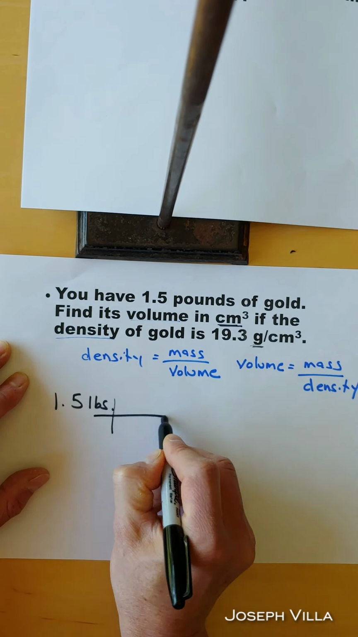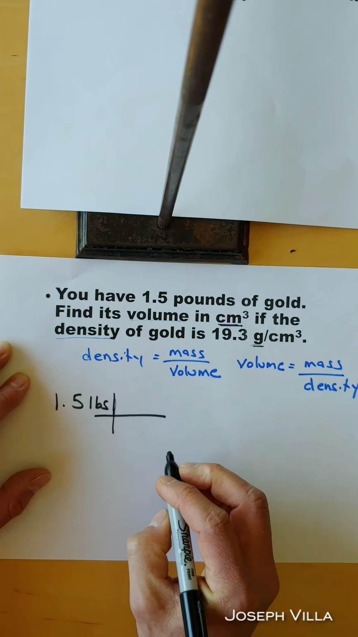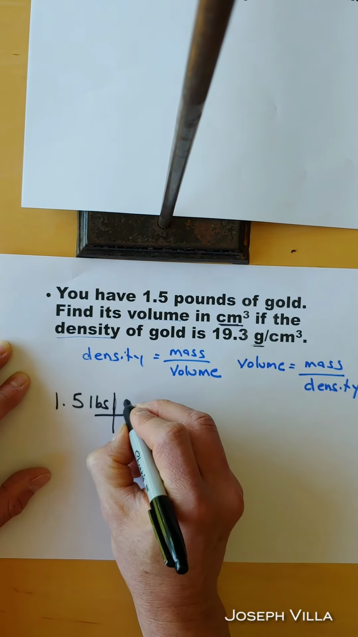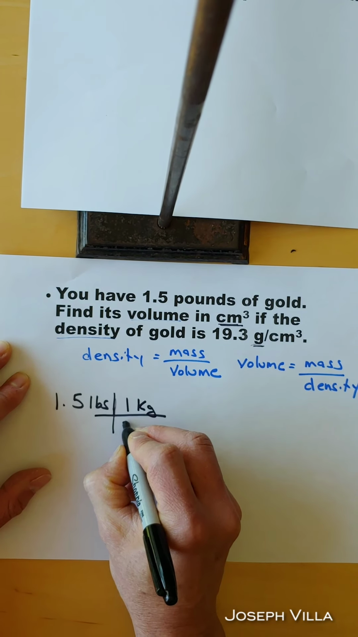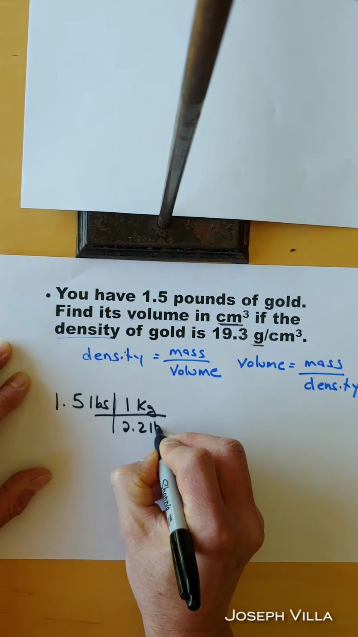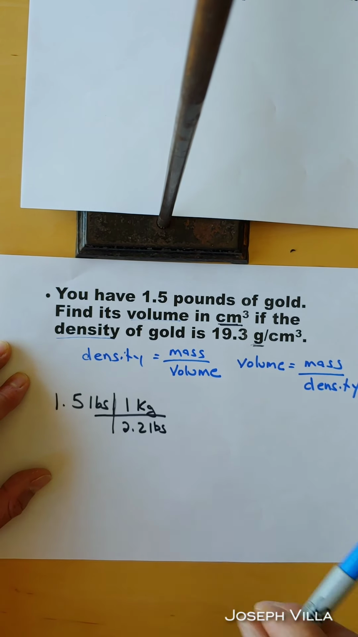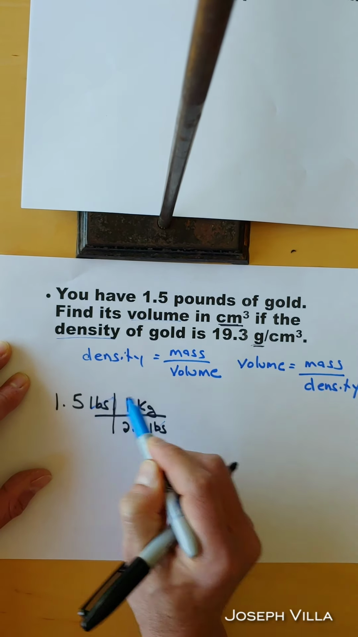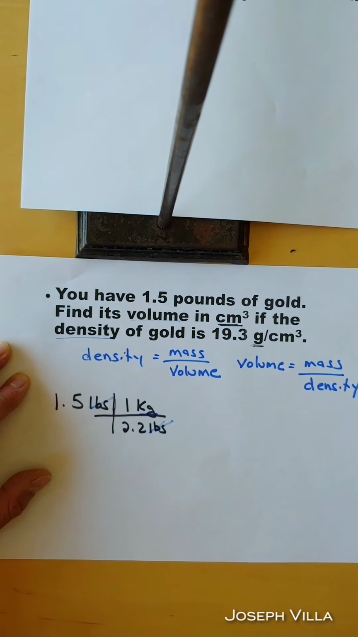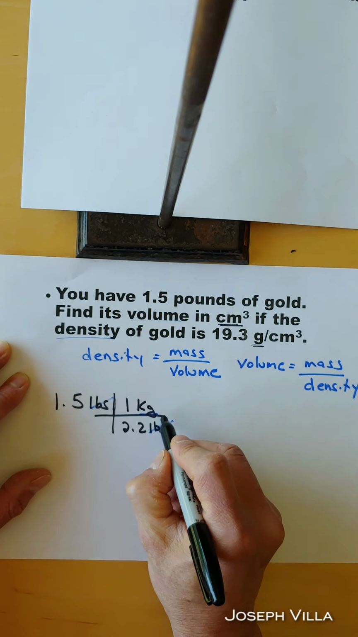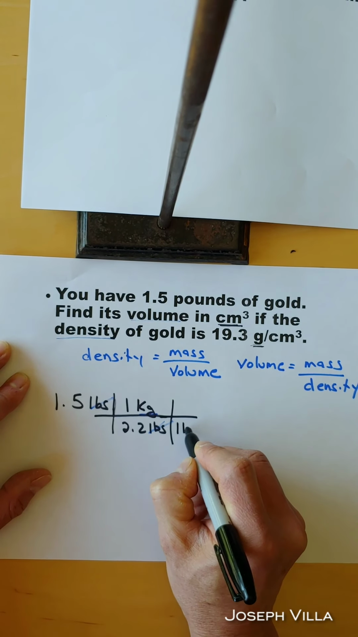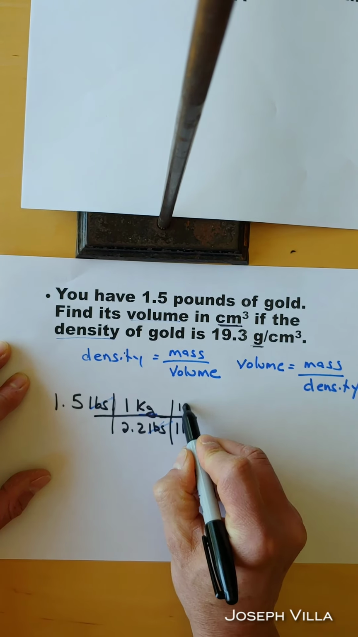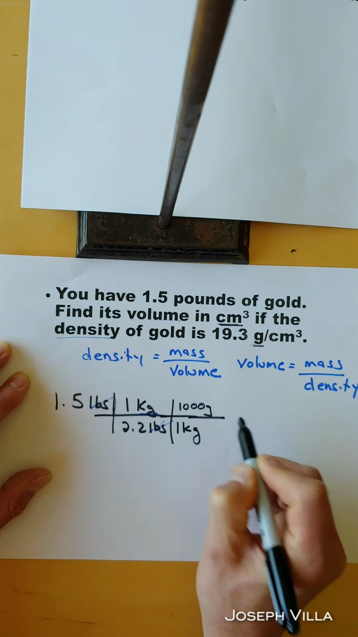So to do that, I have a conversion that I can use to get into the metric system: 1 kilogram is equal to 2.2 pounds. That will get me into kilograms, so my pounds cancel and I'm in units of kilograms. And then I need to get into grams. 1 kilogram contains 1,000 grams.